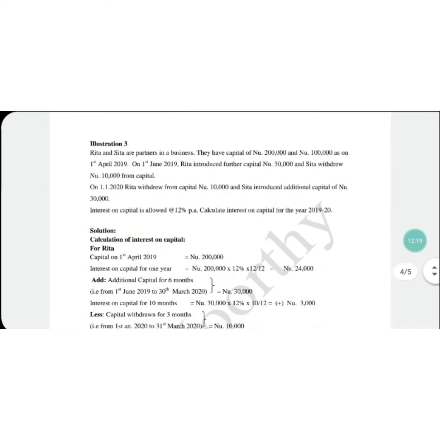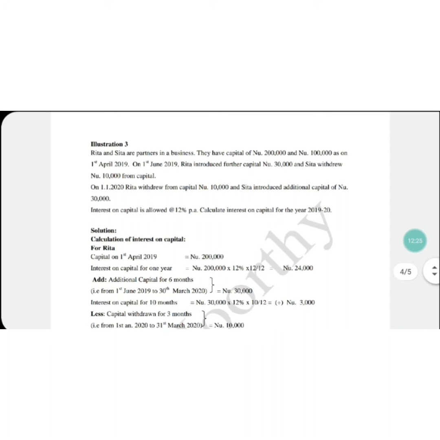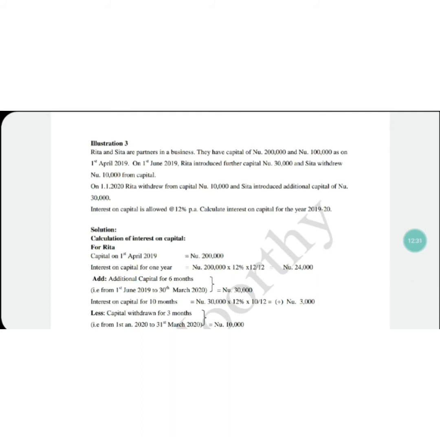When you calculate the interest on capital, you have to take the opening balance of capital for that particular partner. For Rita, which is shown in the question, it is 200,000. Interest on capital for 1 year: 200,000 times 12% times 12 divided by 12. When it is calculated, it comes to 24,000. Add additional capital for 6 months.